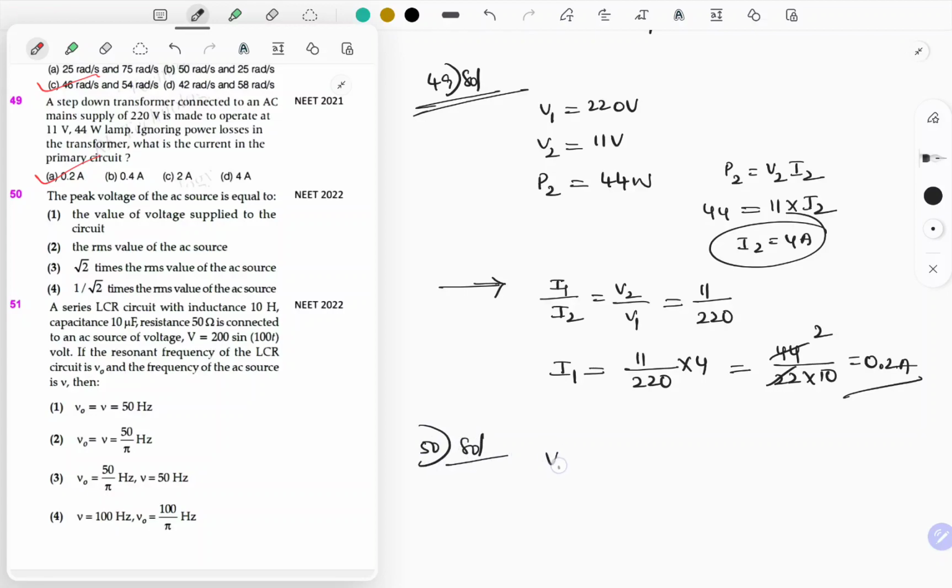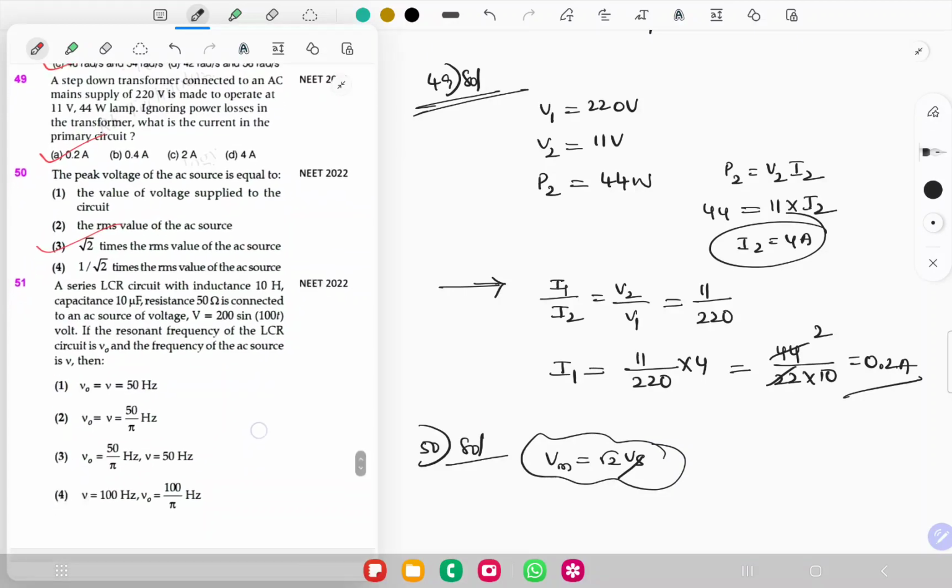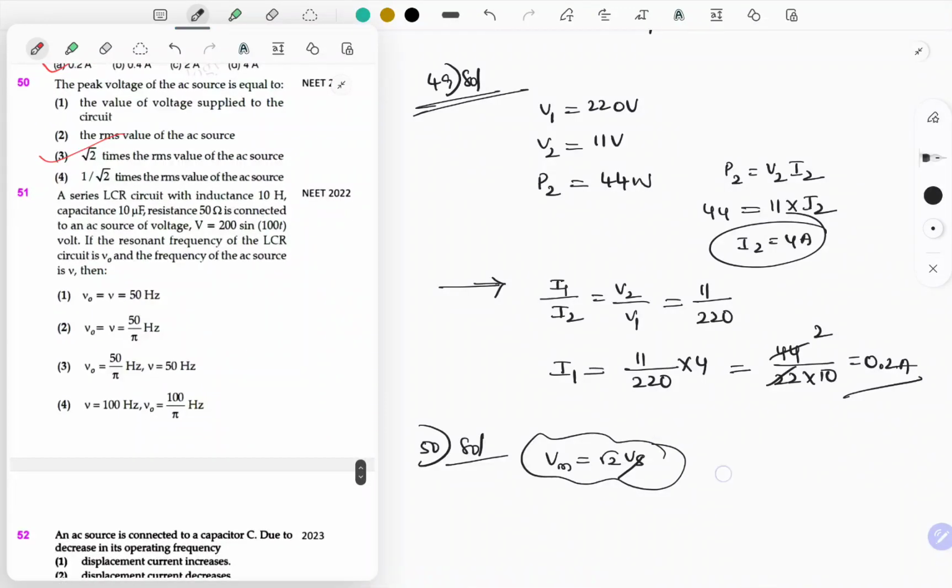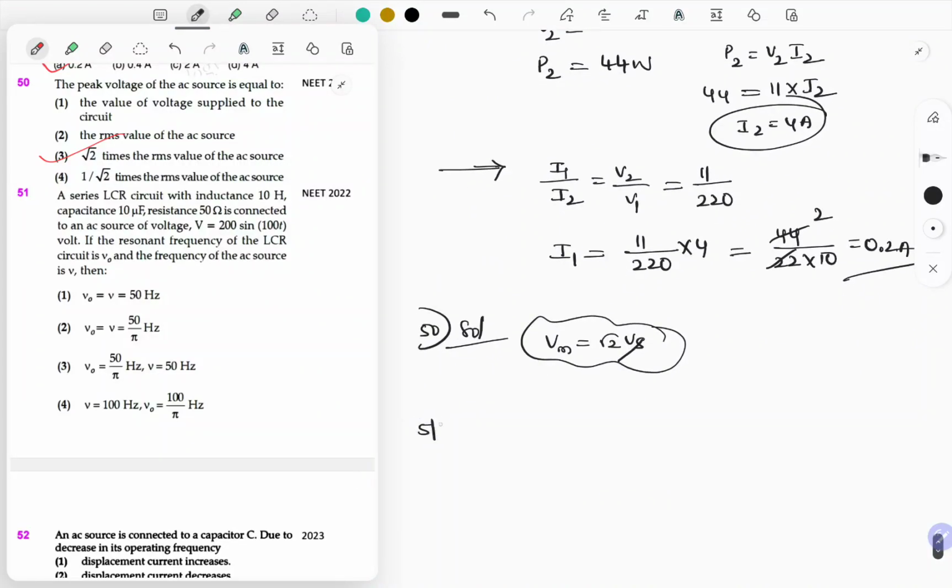So Vm is equal to root 2 Vs, right? That's what they're asking. Root 2 times the RMS source voltage. Question number 50, option C is the correct answer. Next, question number 51.